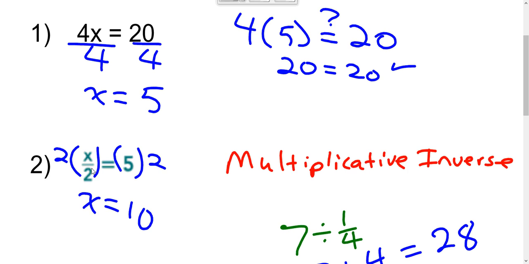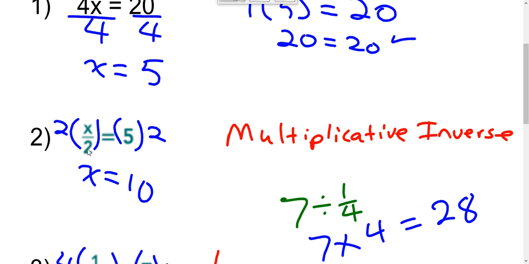Okay, over here, x is being divided by 2, so we want to do the inverse operation, which is multiplication. So we want to multiply by 2, so I do that to both sides. What's left over here? Well, it's x, and then 5 times 2 would be 10.